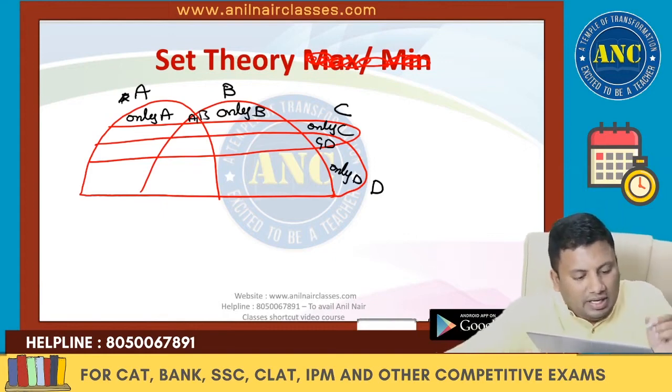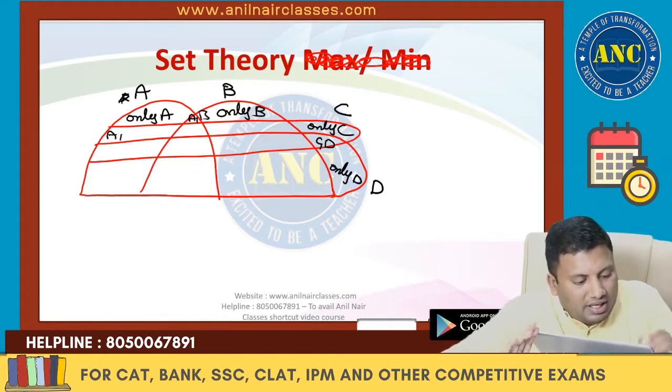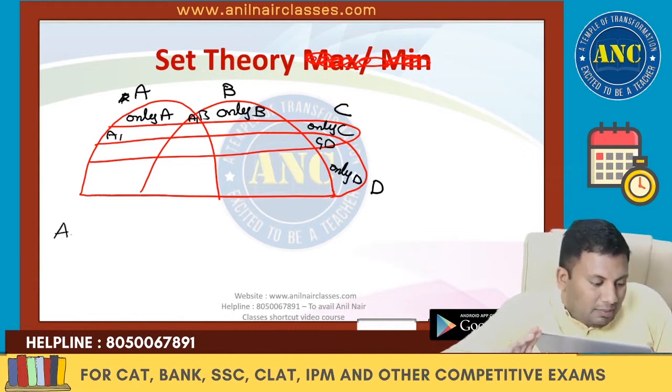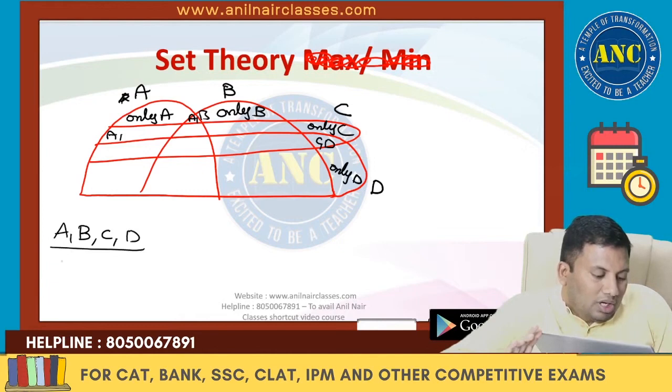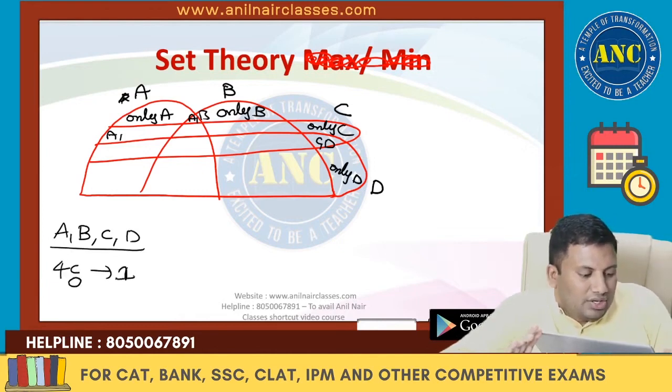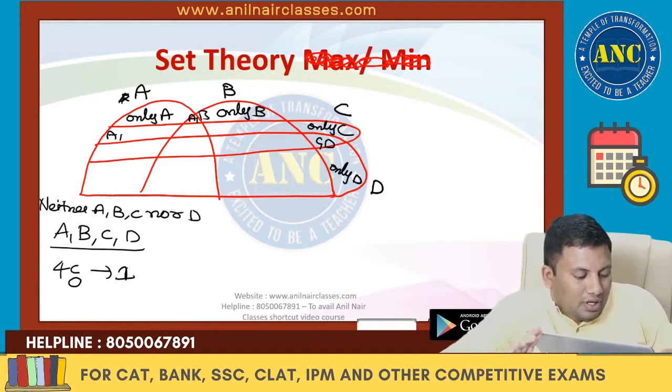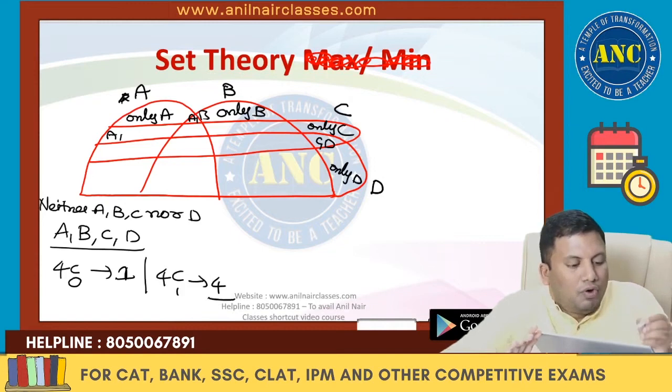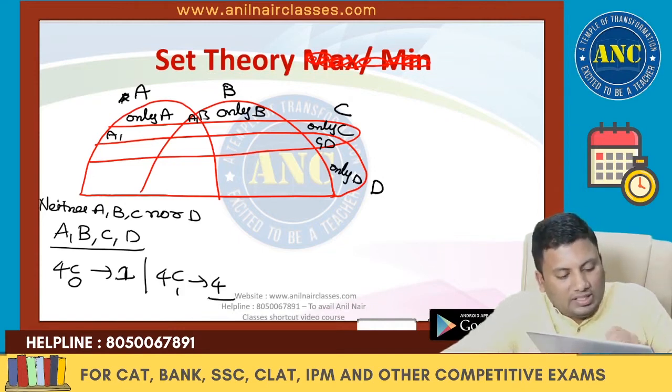Next one, it is present in A. Now here it will be useful. A, B, C, D. Total out of 4. 4C0. It is one region I should get, which is nothing but outside. Neither A, B, C nor D. This is out. Selecting 1, 4C1. It is 4. 4 only regions. Only A, only B, only C, only D.